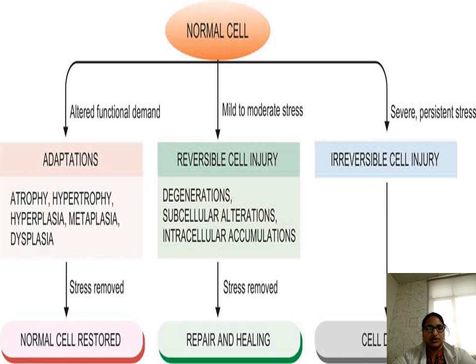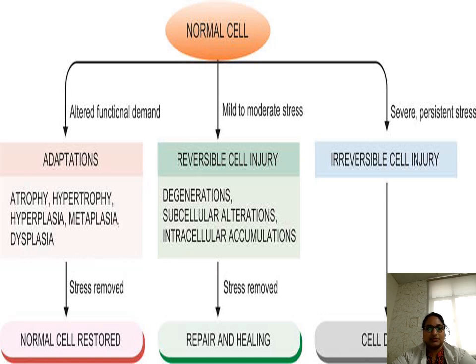When that altered functional demand or stress is removed, the cell will revert back to normal, or the normal cell will get restored. Or if it is not just an altered functional demand, if there is mild to moderate stress, the cell will undergo a reversible cell injury, where if that stress is removed, then repair and healing will occur.